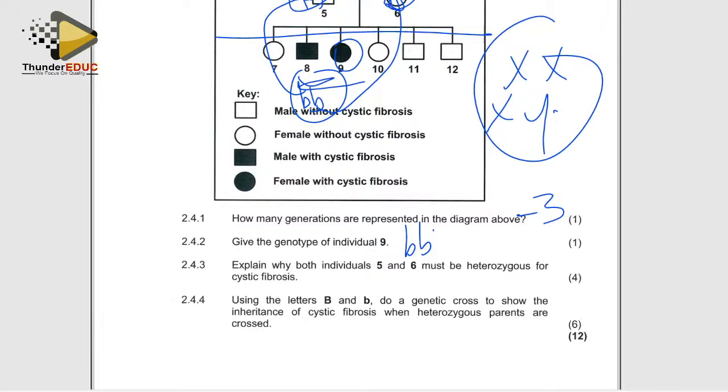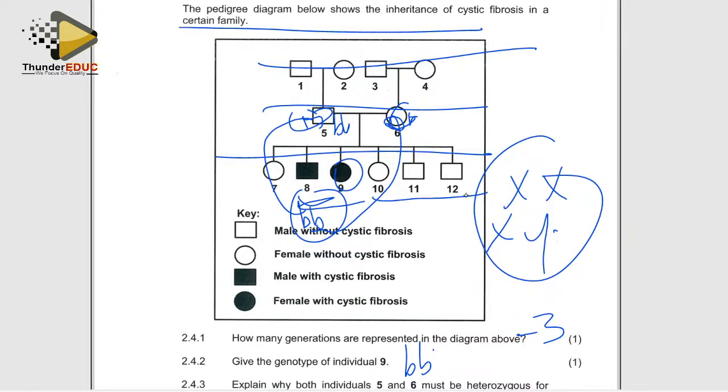Now someone can say, why not small b? Small b is because they produce individuals who are normal. Yes, they produce both individuals who have the condition, and also those who don't have the condition. Therefore, they are supposed to be heterozygous.